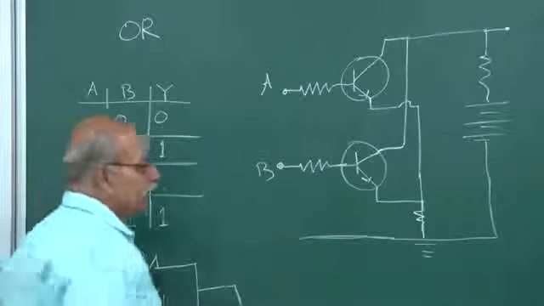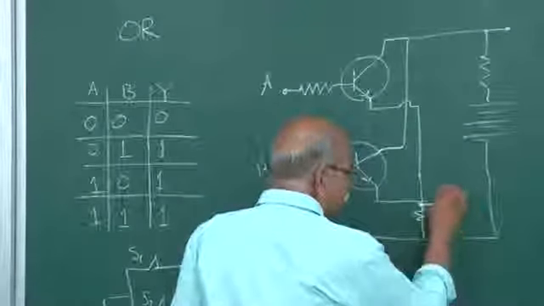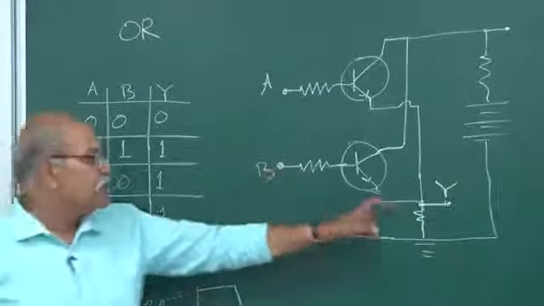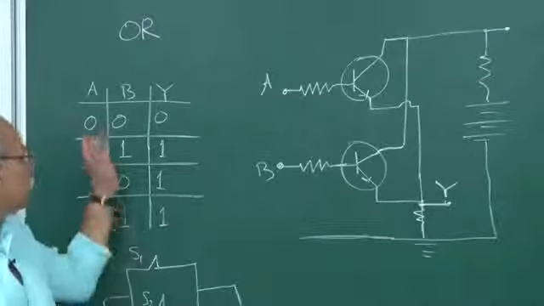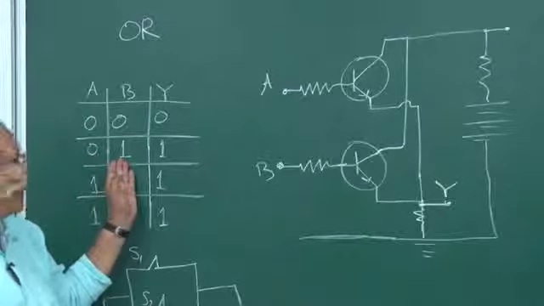So once again, I'll take the output from here. This will be our Y. So 0, 0 will give me 0, no current. So this is 0, this is 0 potential. So 0, 0 is 0. What happens if one is 0, other is 1?